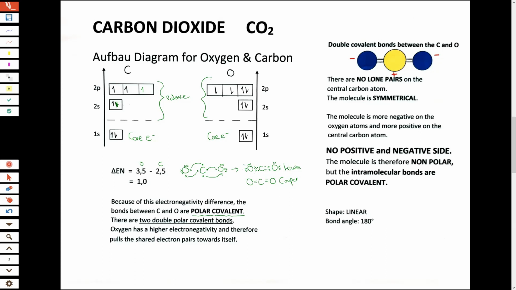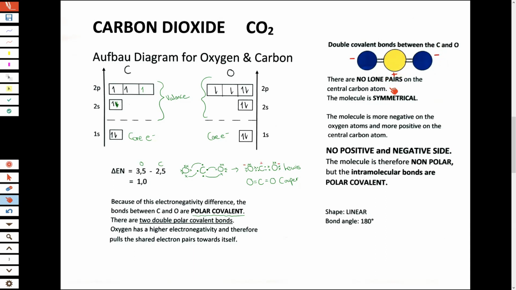I'm just going to do that in another color. So the oxygen pulls the electron pair more strongly, so the shared electron pair. So the oxygens are more negative, the carbon is more positive. So if we look at the diagram on the top right-hand side, the oxygens are the blue circles, the carbon is the yellow. Here's your double polar covalent bond, and there's the other double polar covalent bond. We have a negative on the outsides and a positive on the inside.